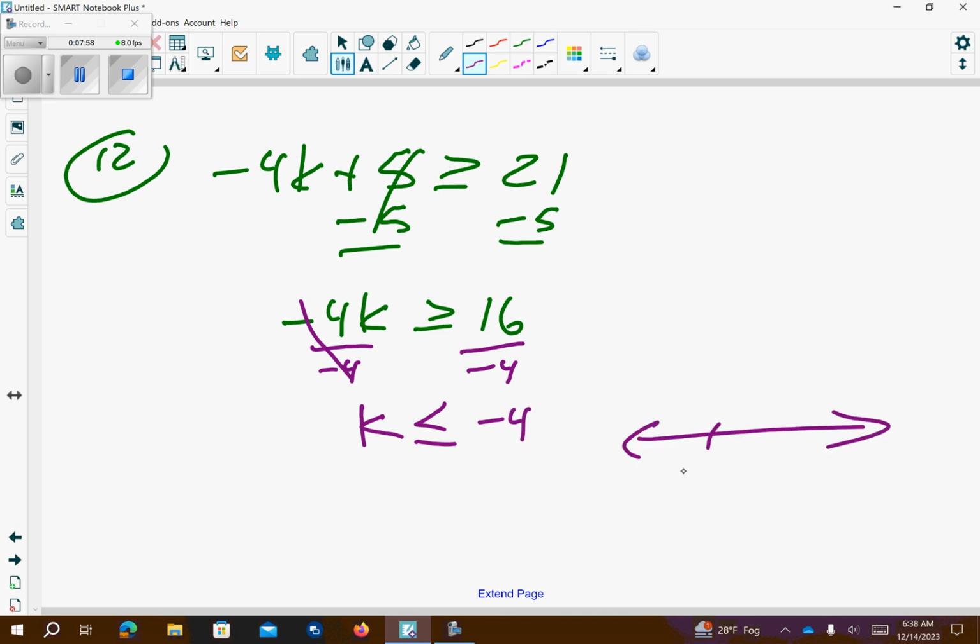So if I have negative 4 here, I have 0 here. It's going to be a solid dot at the negative 4, shading to the left because that's the way the arrow is pointing.